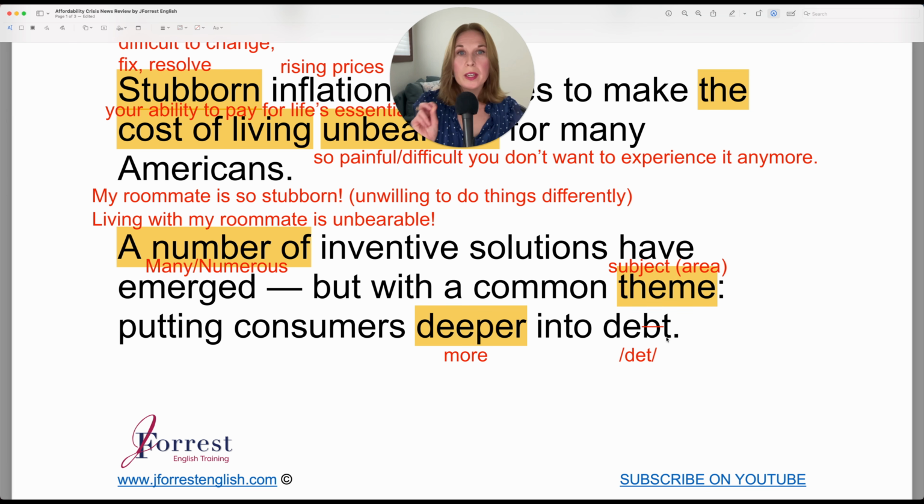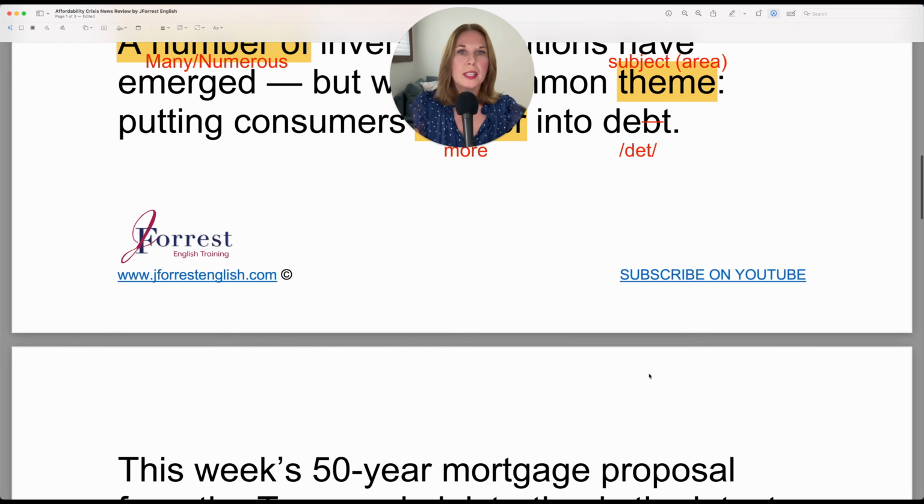And notice the pronunciation of debt. Debt, there's no B. It's there for spelling, but not for pronunciation. So it's a silent letter. But I generally won't push out that T, so it will sound like a flap T, debt. If you push it out, debt, debt, debt. Putting consumers deeper into debt. That's how I would naturally say it with the flap T.